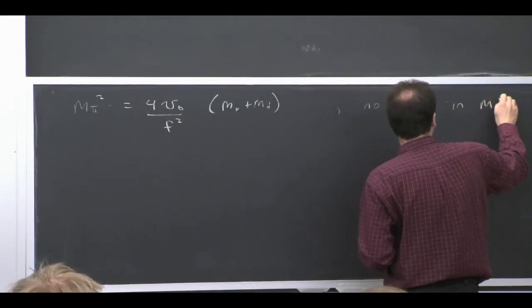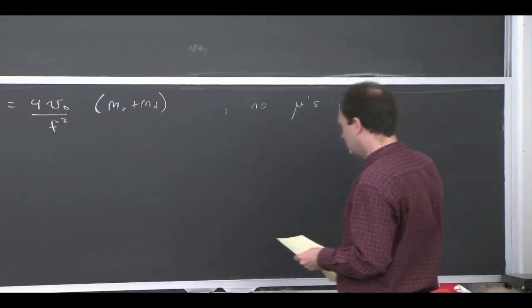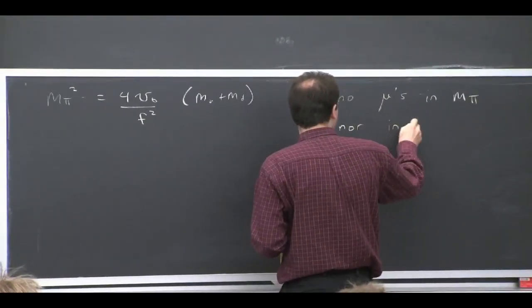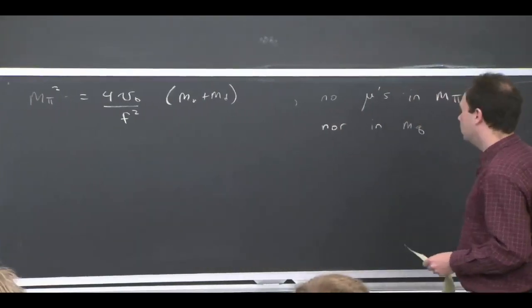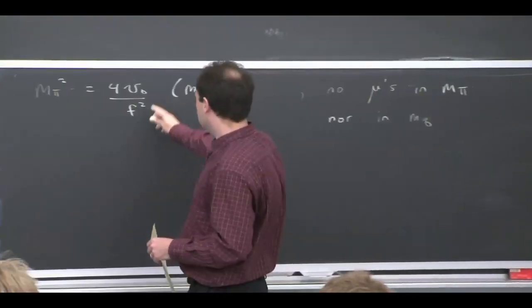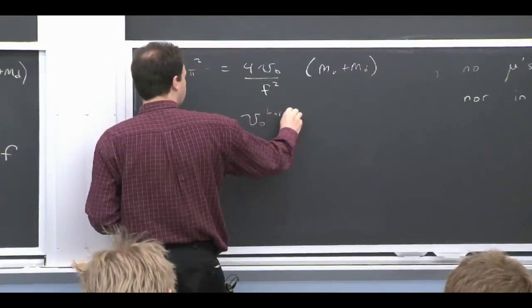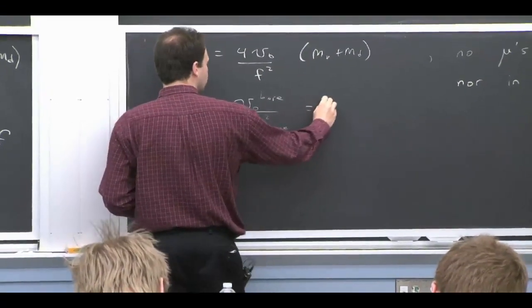There's also no mu's in physical quantities like the pion mass, which is an observable, which has just a definite value. And there's also, in chiral perturbation theory, no mu's in the quark mass. So when you look at V0 over F squared, if you look at it bare, that's the same as renormalized.